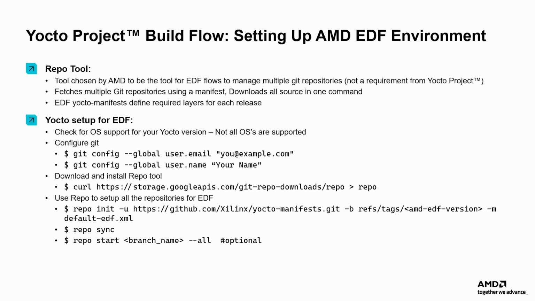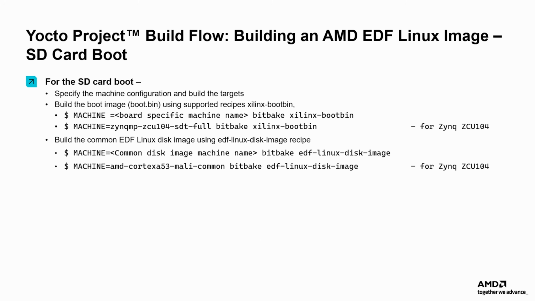After initialization, run repo sync to pull in the sources. If needed, you can also start a new branch using repo start. Once the repositories are synced, source the setup script to prepare your build environment. Here's an example of the SD card boot flow, showing the steps to build an AMD EDF Linux image. In this flow, you focus on building and packaging the boot image, followed by booting the board.